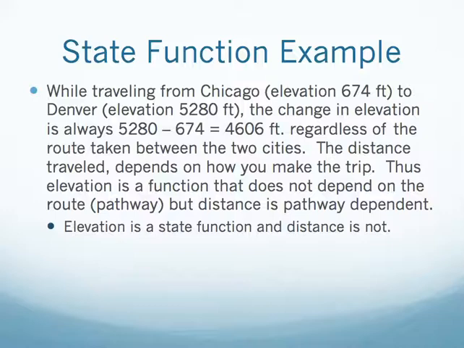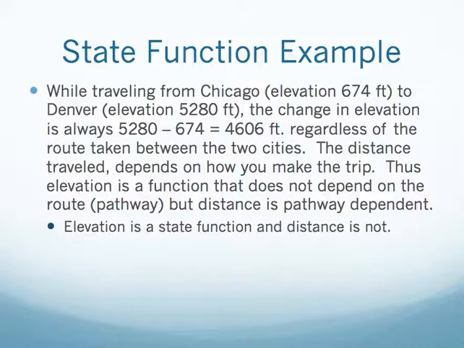So here's my analogy I really hope helps. Let's say you're traveling from Chicago, which just happens to have an elevation of 674 feet, to Denver, which is over 5,000 feet elevation. The change in elevation is always going to be 5,000 minus 674, or about 4,600 feet, regardless of whatever route you take between those two cities. You could go through Texas, and the elevation change from Chicago to Denver is going to be the same no matter if you went through Columbus or Texas or Wyoming.